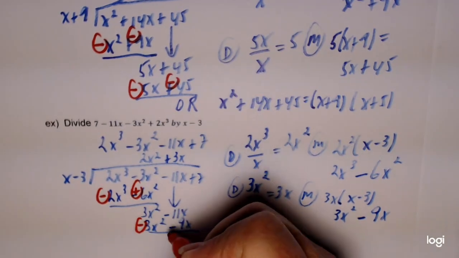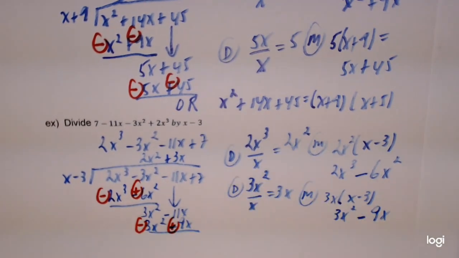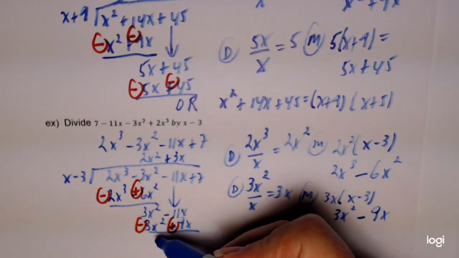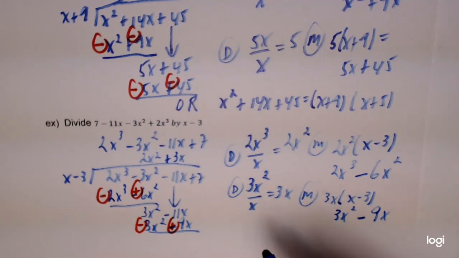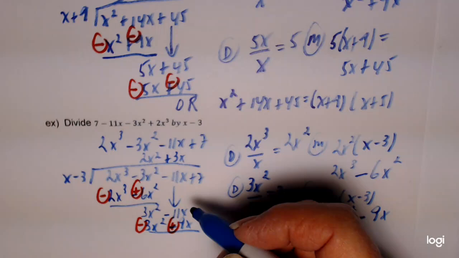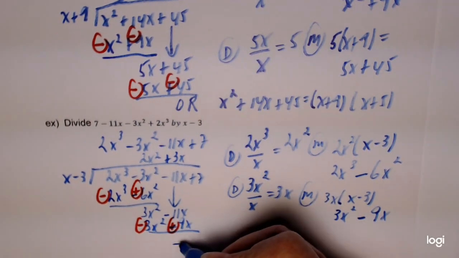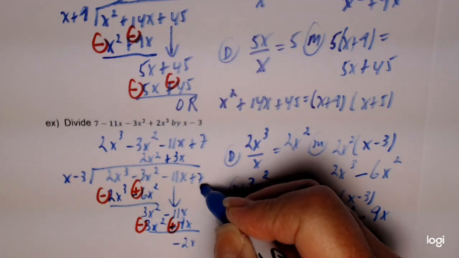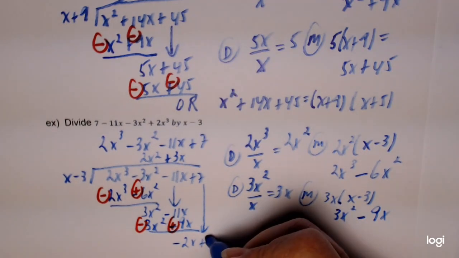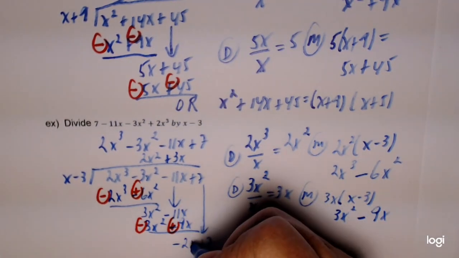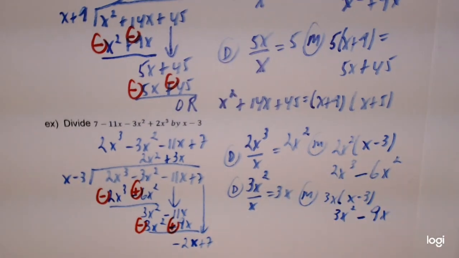So this becomes negative, that becomes positive. 3x squared minus 3x squared cancels, as again, you should always have those first terms cancel. Negative 11x plus 9x is minus 2x. And now we bring down that plus 7. That's a poor looking 2x. And we start the process all over again.